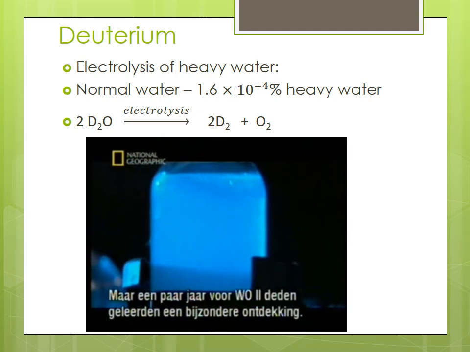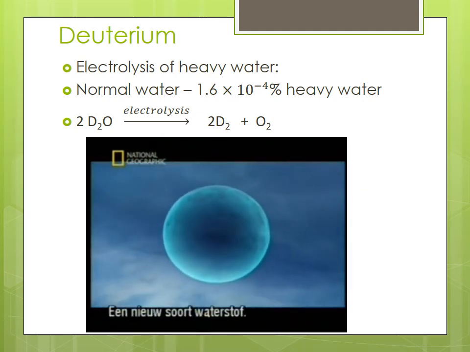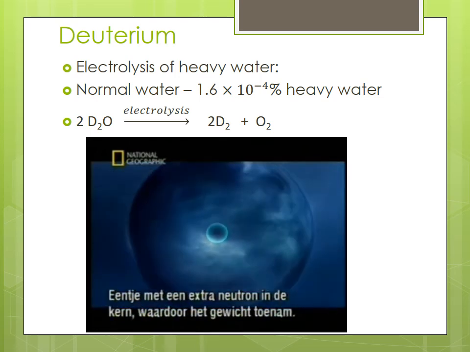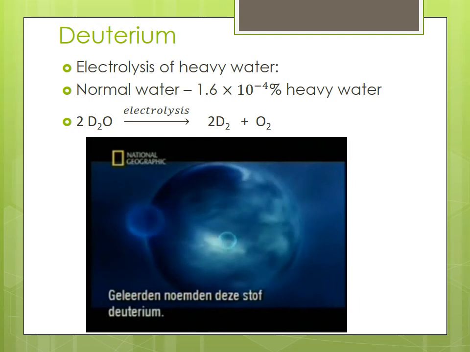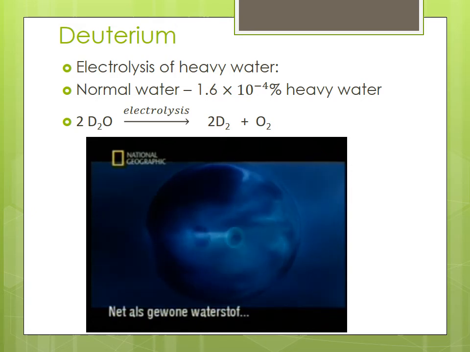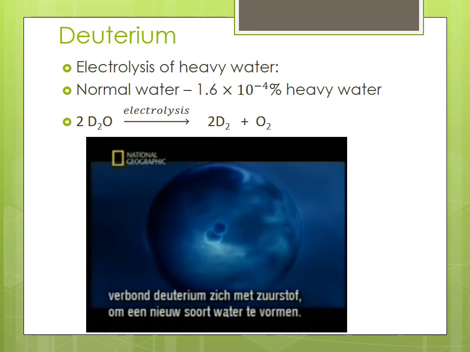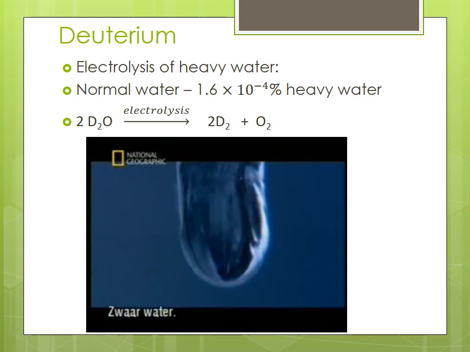But a few years before the war, scientists made an extraordinary discovery. A new kind of hydrogen, one where the nucleus contained an extra neutron, making it heavier. Scientists called it deuterium. And just like normal hydrogen, deuterium combined with oxygen to make a new kind of water. Heavy water.